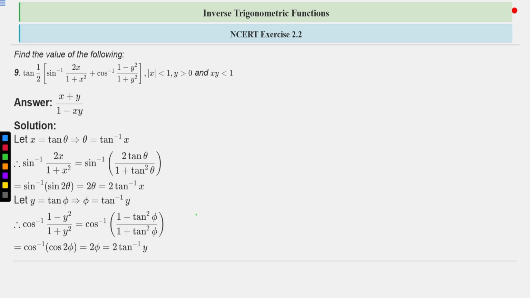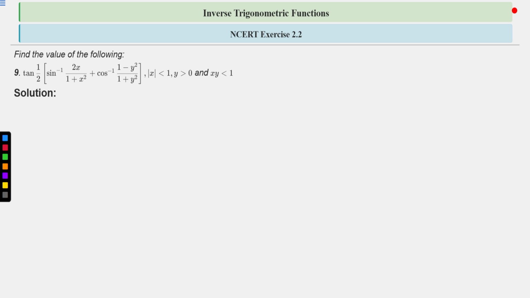So let us move forward. Now we can put the values of the given expression that we have got. Tan of 1 by 2 times sin inverse 2x upon 1 plus x square plus cos inverse 1 minus y square upon 1 plus y square. What can we put? Tan of 1 by 2 times 2 tan inverse x plus 2 tan inverse y, right?